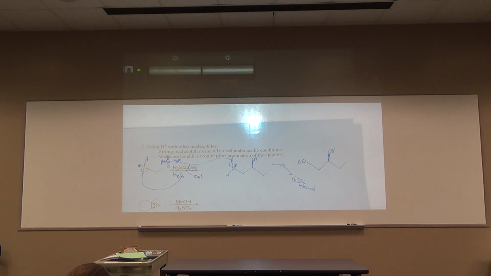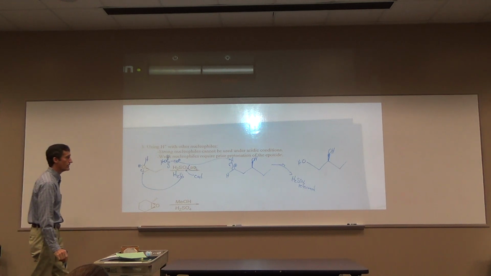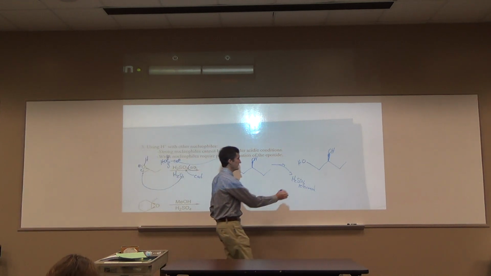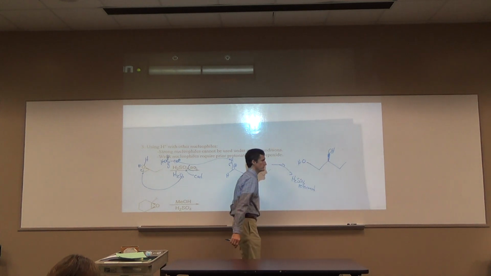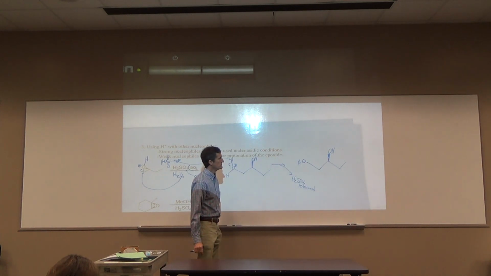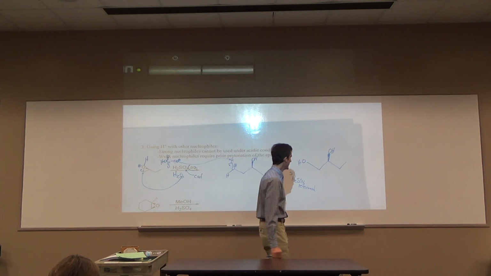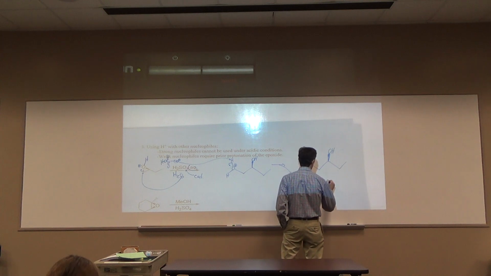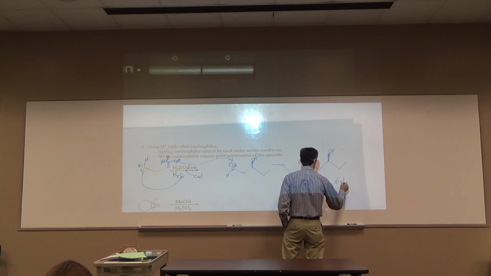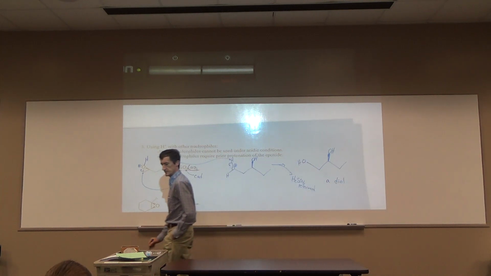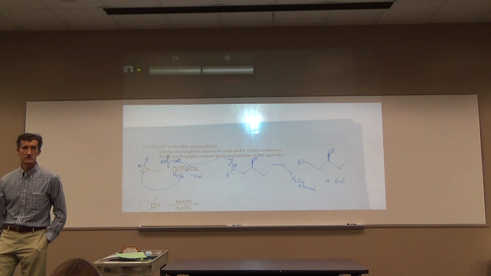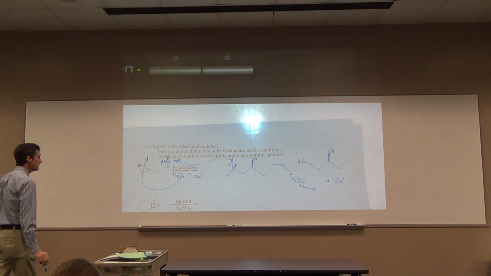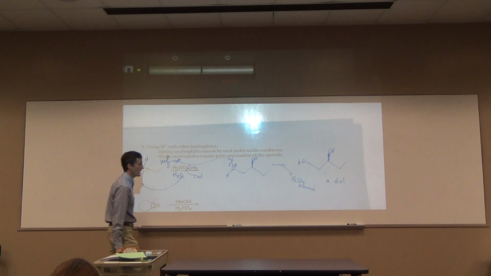How'd we do? How's it look? What type of product did we make here? A diol. Yeah, it's a diol. It has two OH groups. It's a dialcohol called a diol. How about the next one?